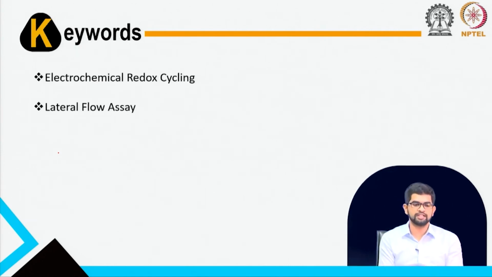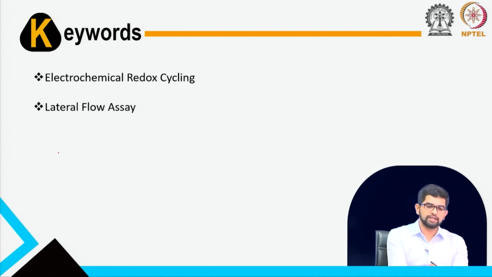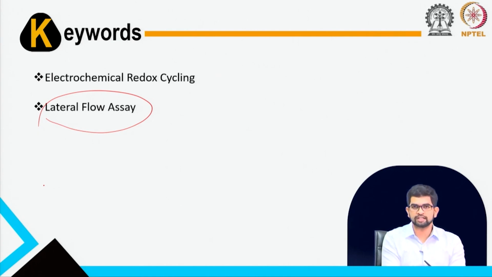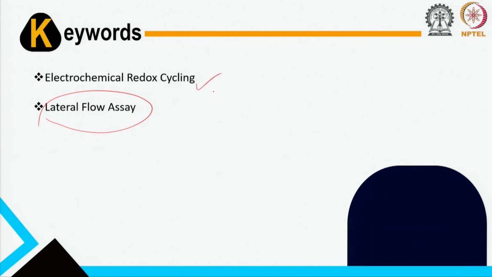So, the main keywords in the lectures are electrochemical redox cycling and lateral flow assay. I will give you one very special example of the lateral flow assay. You can search for the lateral flow assay based on redox cycling, and you will find many reports. Also, electrochemical redox cycling using different kinds of electrochemical device development, that you can also search.